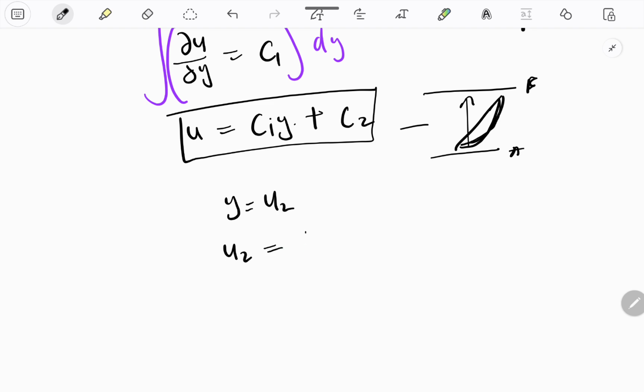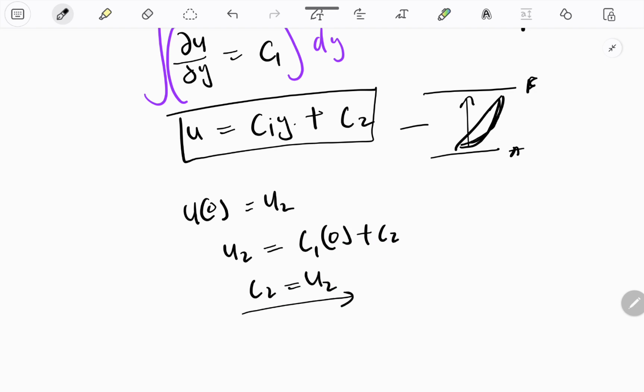All right, so negative u2, but u2 actually also has direction in it, so u2 will be fine. u2 is equal to c1 times y, at y equal to 0. Yeah, that's how it should look. Then I can put a 0 here plus c2, then my c2 equals u2. Yeah, that's my boundary condition 1.